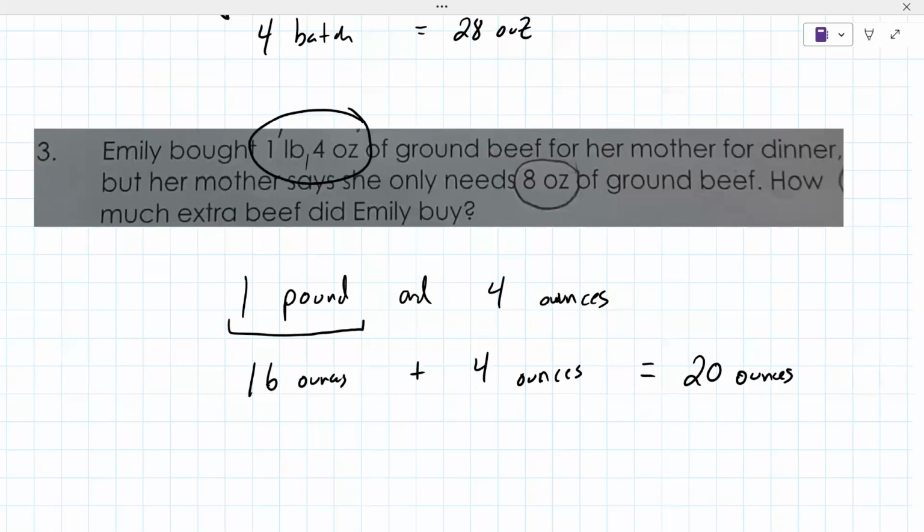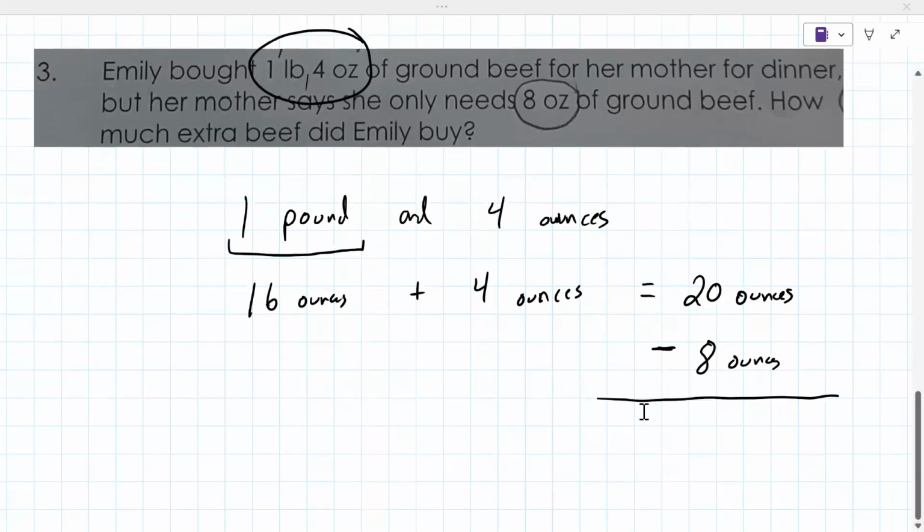How much does she need? 8 ounces. So are we getting bigger or smaller? Smaller. So what are the two math operations for smaller? Dividing and subtracting. Subtracting here. So subtraction is the right operation here. What's the difference between them? One's bigger and one's smaller. Okay. What is the difference though between these numbers? What is 20 minus 8?